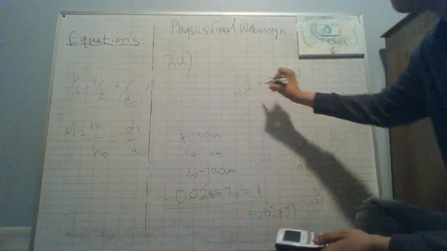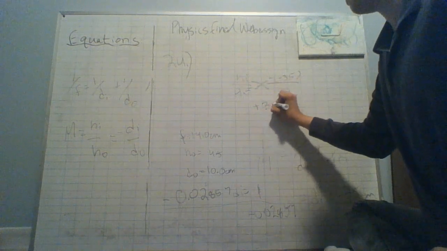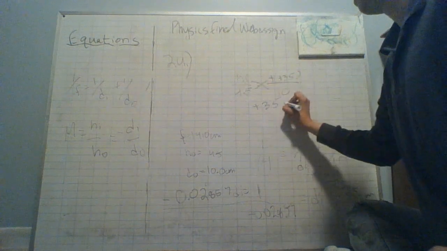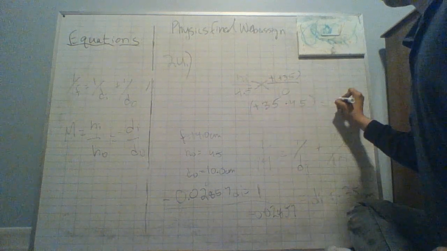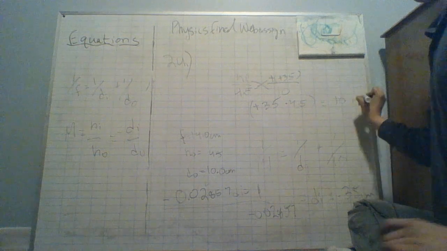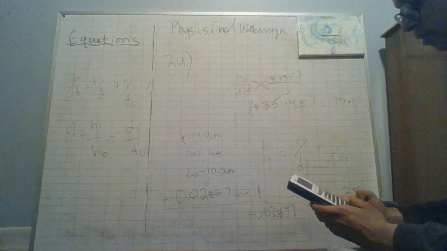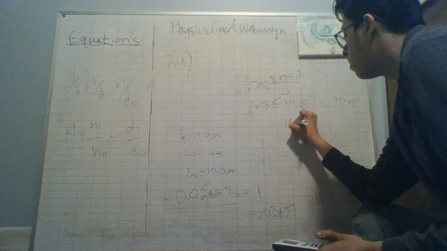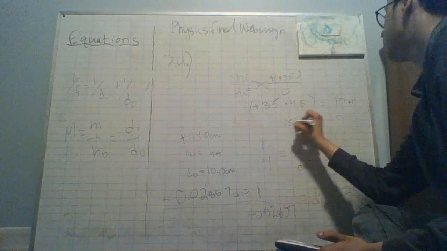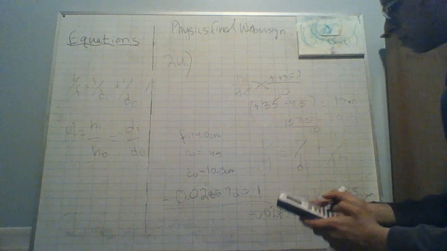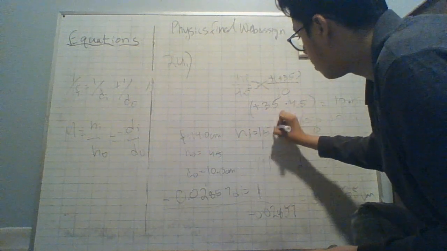So to find hi, we're going to cross multiply. Cross multiply, we're going to do positive 35, because the negative and the negative cancel out to make a positive. 35 times 4.5 is equal to 10 times hi. 35 times 4.5 is 157.5, is equal to 10 times hi, divided by 10, and hi is equal to 15.75.